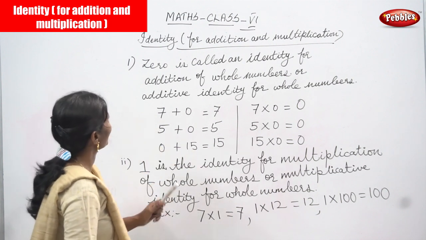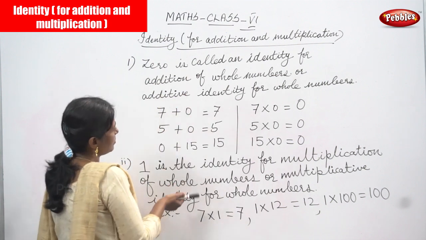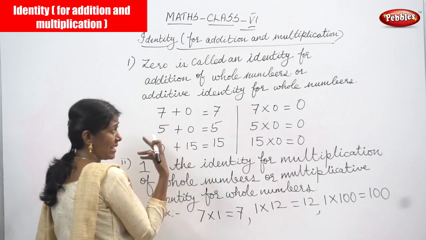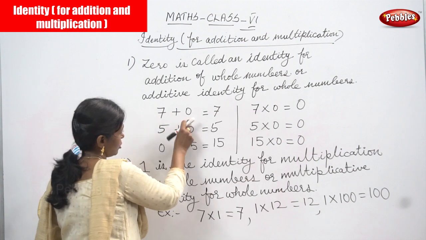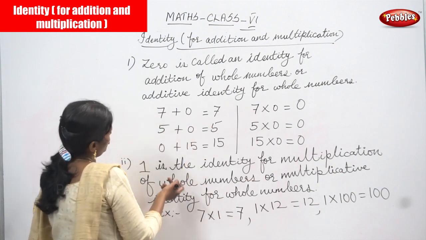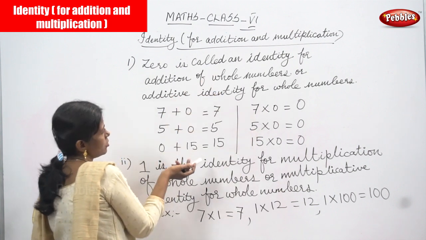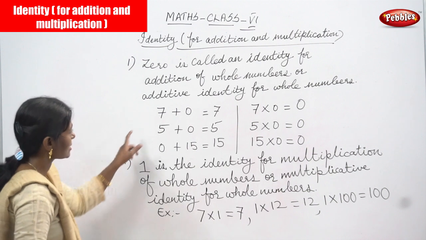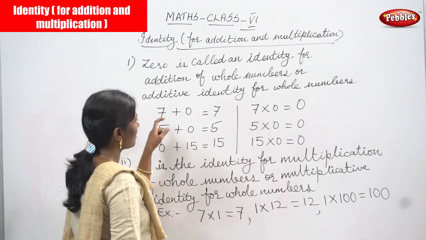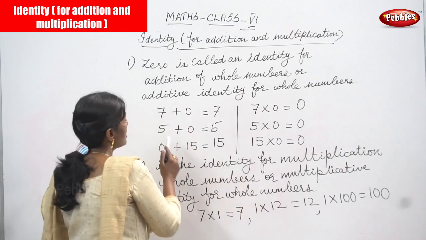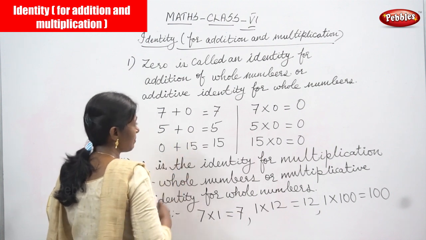So first one, 0 is called an identity for addition. Whatever number you add with 0, take any whole number. 7 is a whole number and 0 is a whole number. If 7 is added with 0, you get the same number. That is why 0 is called an identity for addition of whole numbers, or additive identity for whole numbers. So 7 plus 0, you get 7. 5 is a whole number and 0 is a whole number. If you add together, you get the same number, 5.